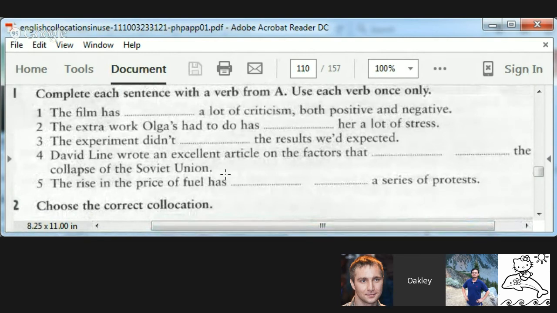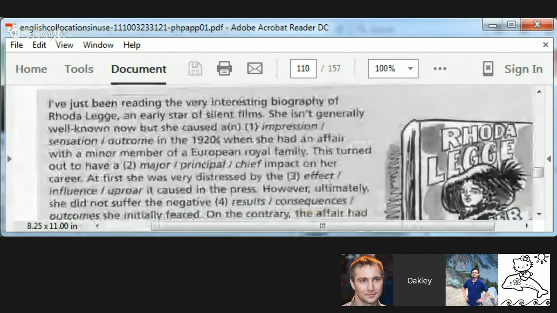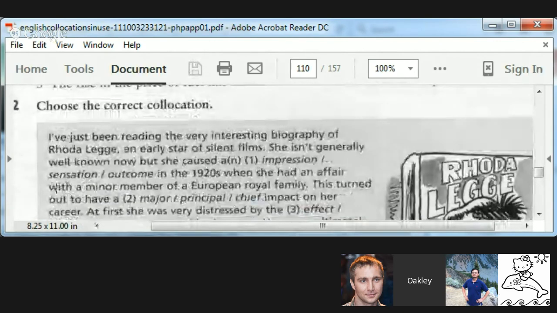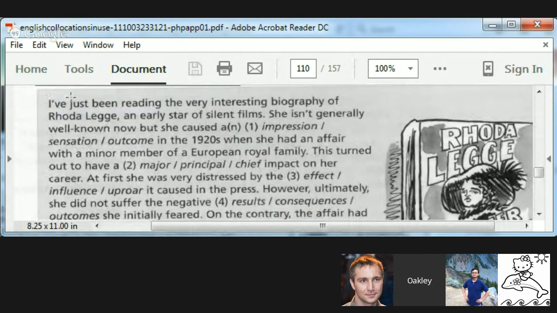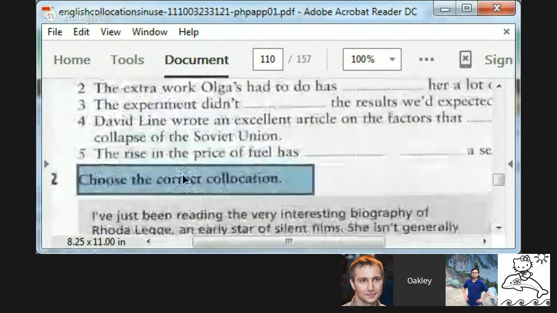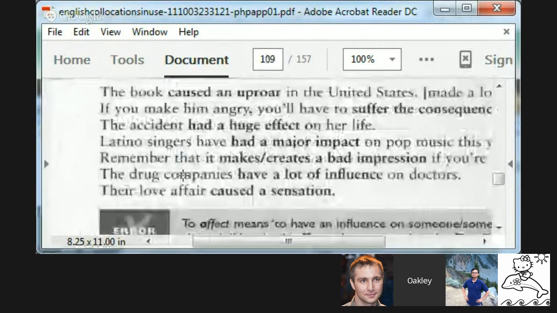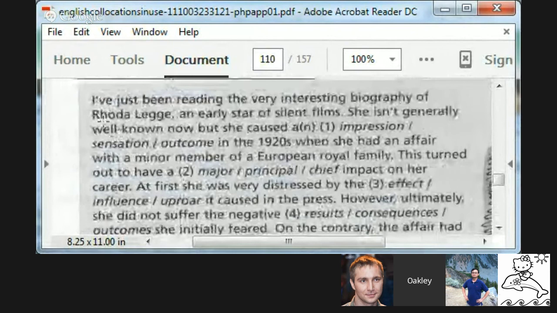Okay, let's try a few exercises here. Let's try this exercise. I think we have enough time. Choose the correct collocation. So we're just going to read a little bit and try to choose the correct collocation as they come up. Okay, Heidi, back to you. Just read.